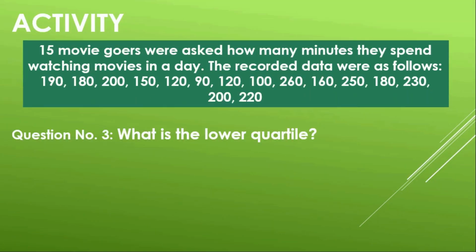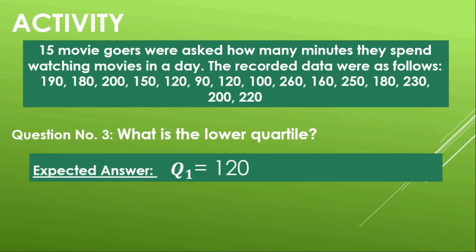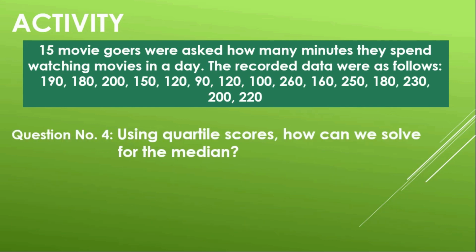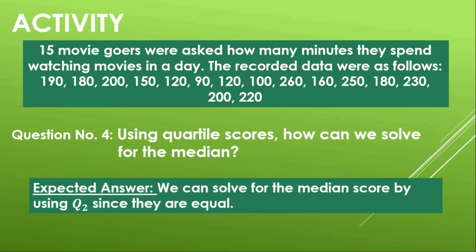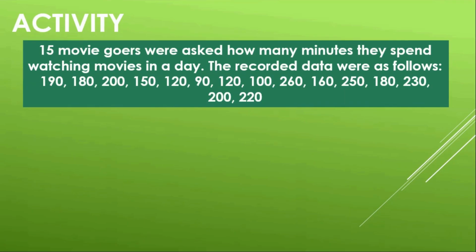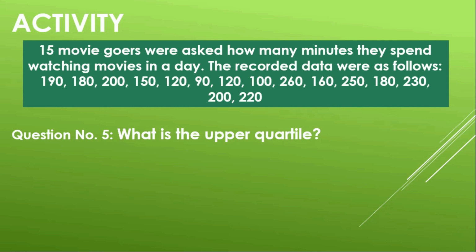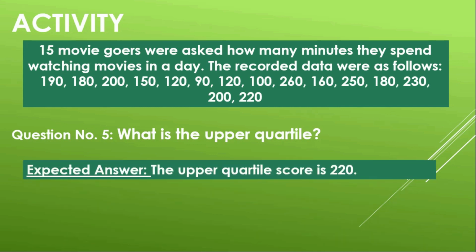Question number 3. What is the lower quartile? Very good. The answer is 120. Question number 4. Using quartile scores, how can we solve for the median? Yes, we can solve for the median score by using Q sub 2 since they are equal. Question number 5. What is the upper quartile? Very good. The upper quartile is 220.